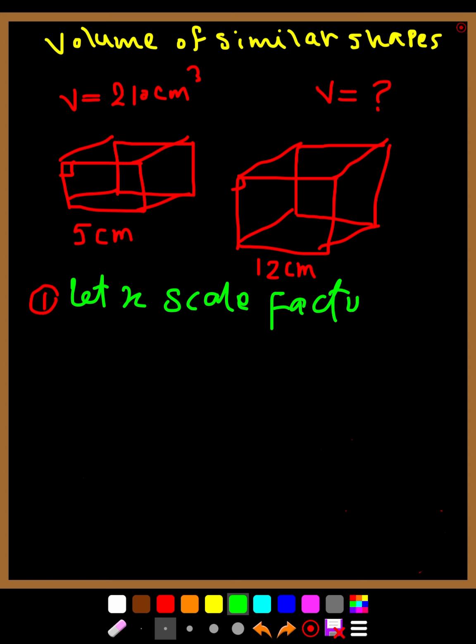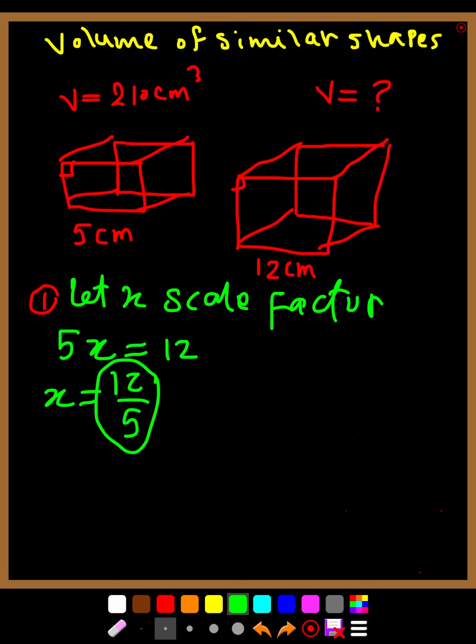Ask yourself, this 5 became 12. It means you multiply this one by a number that gives you 12. How can I get this number? 5x equals 12. Then find x by dividing both sides by 5, so x equals 12 over 5. This is the scale factor. Now this volume is already given, and I need to find the volume of the second shape.